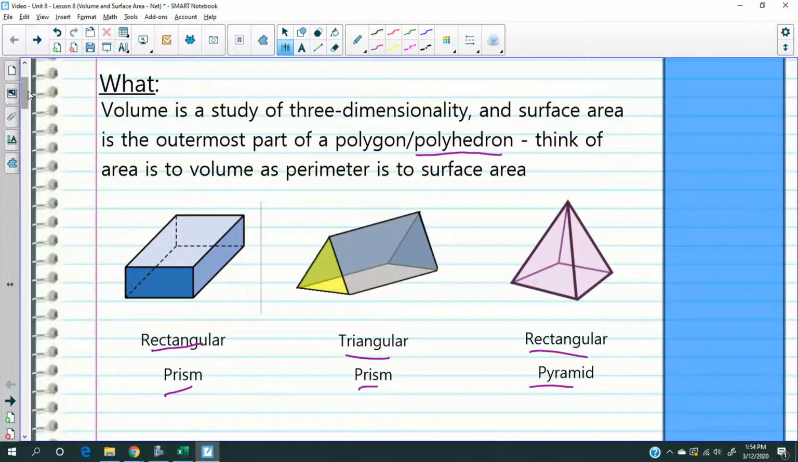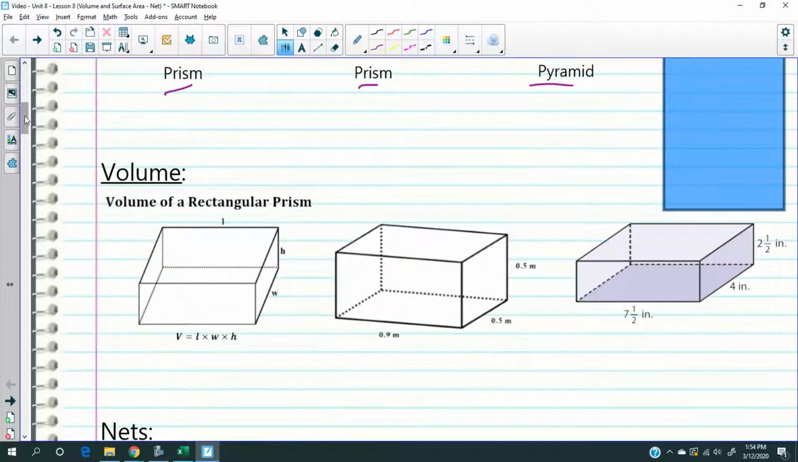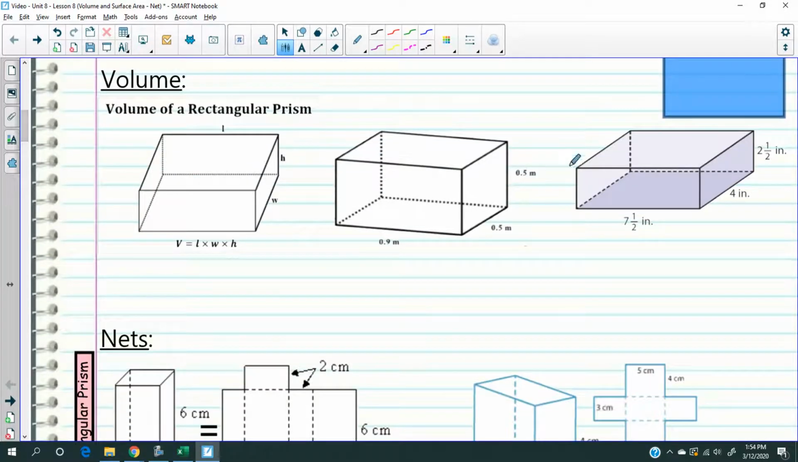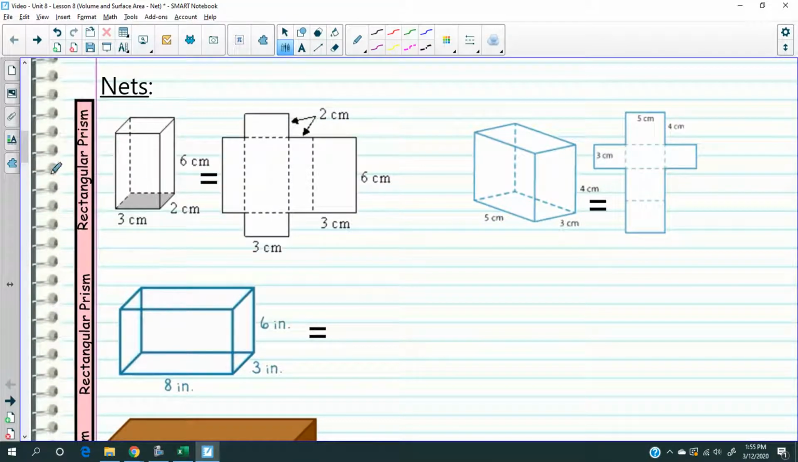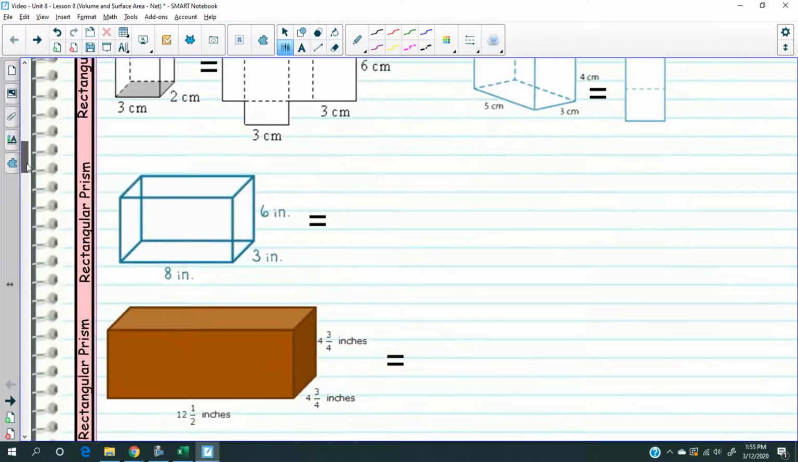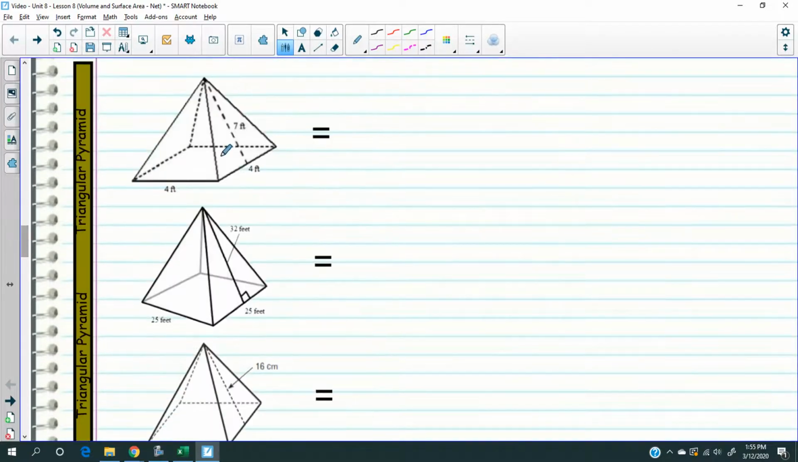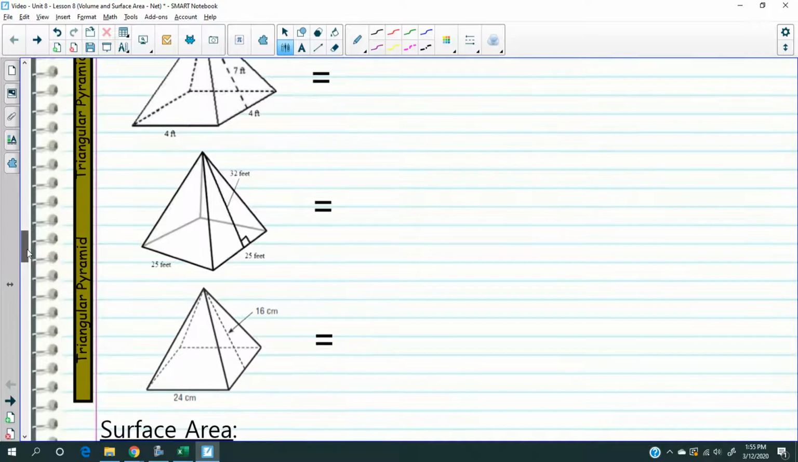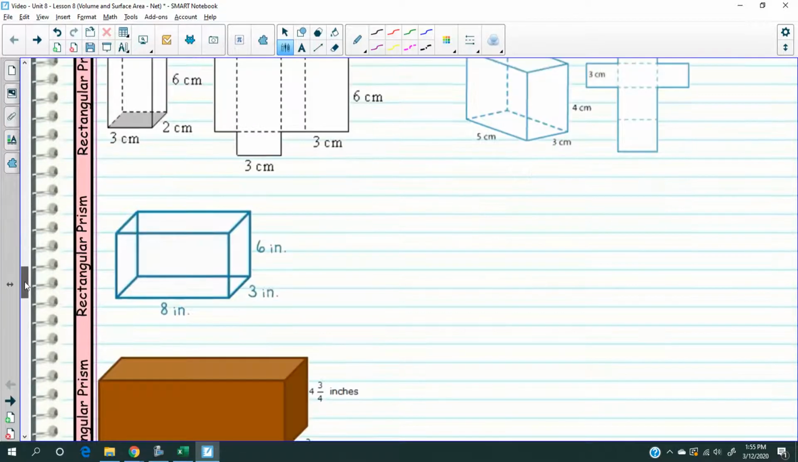And for each of these today, we're going to talk about a couple of things. One is how to find the volume, all right, of a rectangular prism. And then we're going to talk about the net, all right? How to draw the nets for each of these shapes. So we're going to draw the nets, meaning unfolding a box, think of it like that, right? Of a rectangular prism, of a triangular prism, of a triangular pyramid. And afterwards, using that information, we're going to talk about how to find the surface area for each of those, okay?